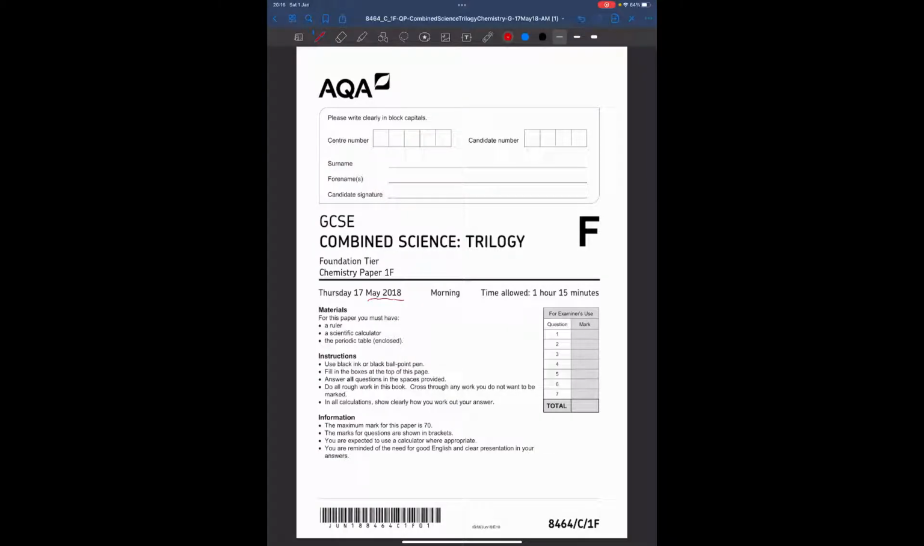Hello everyone, so this is for GCSE Science Trilogy, Foundation Tier Chemistry paper, paper 1, that pupils sat in May 2018. I'm going to walk through this paper and outline how I would have tackled it.